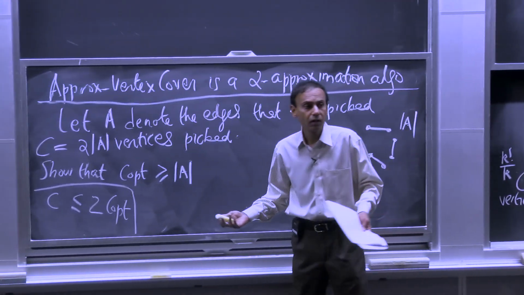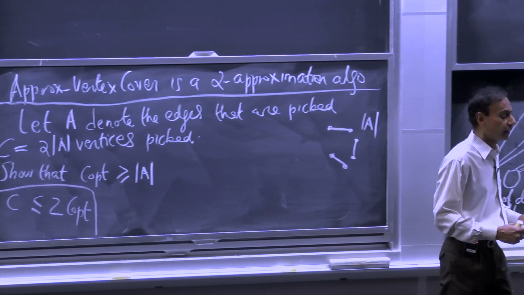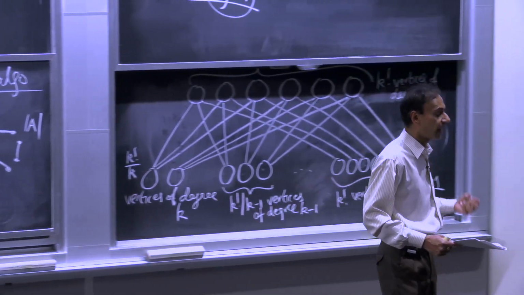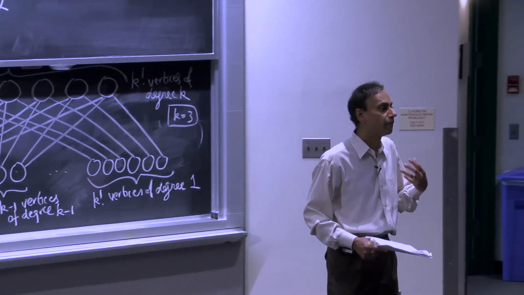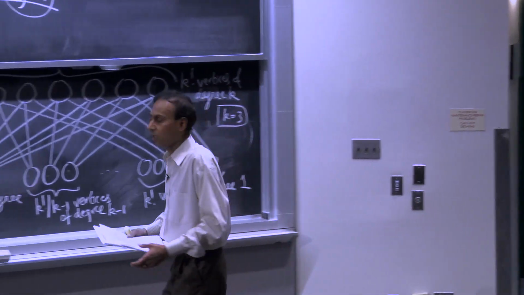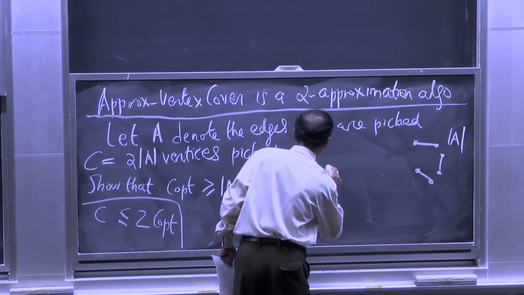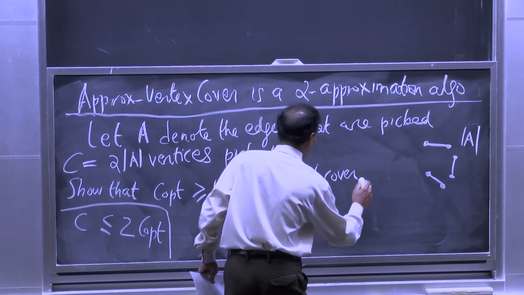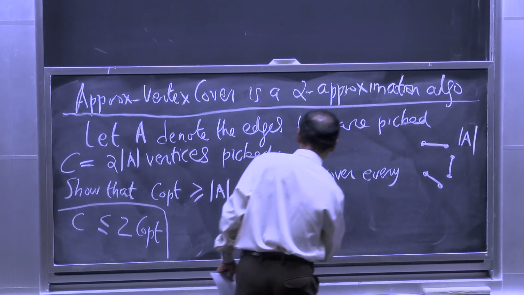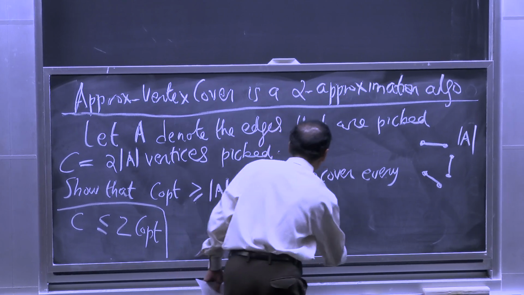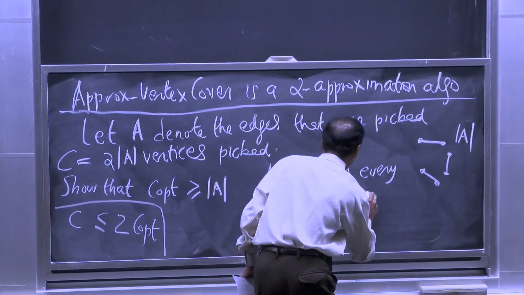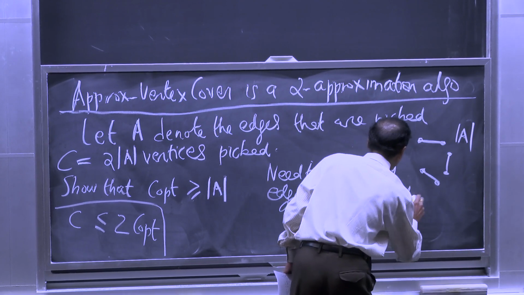vertex cover. Remember that I'm going to have to cover every edge, correct? So I'm going to need to cover every edge, including all edges in A.